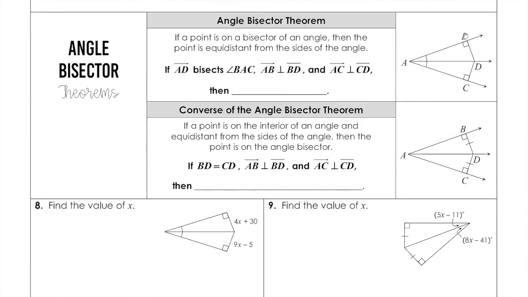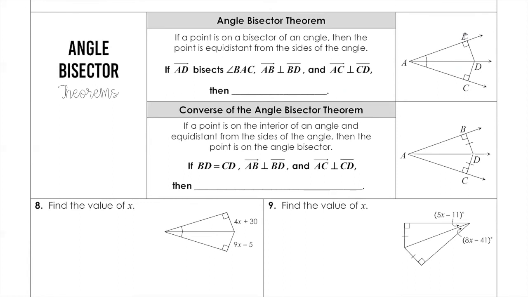Now we have the angle bisector theorem. What's it mean to bisect an angle? That's in half. So if a point is on an angle bisector, then that point is equidistant from the sides of the angle. It's almost the same rule.